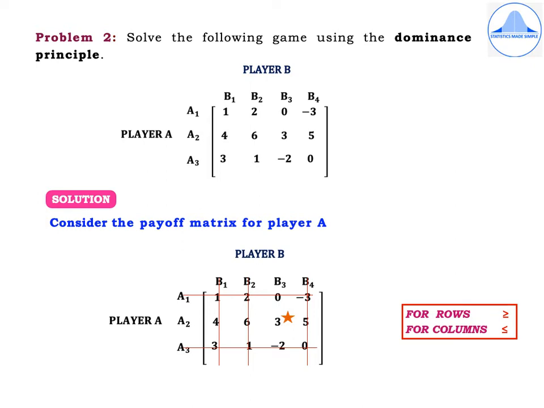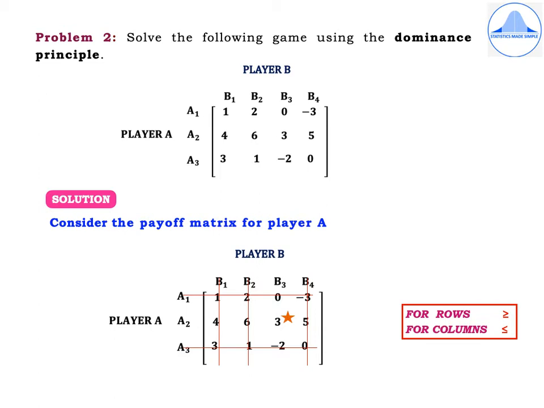Let us consider the payoff matrix for player A. So player A you write along with the strategies A1, A2, A3 and player B along with the strategies B1, B2, B3, B4 and all the payoffs are 1, 2, 0, minus 3, 4, 6, 3, 5, 3, 1, minus 2, 0. At this side the dominance principle you can write for your understanding. For rows you have to compare the payoffs with the greater than or equal to sign and for the columns we have to use the comparison which is less than or equal to.